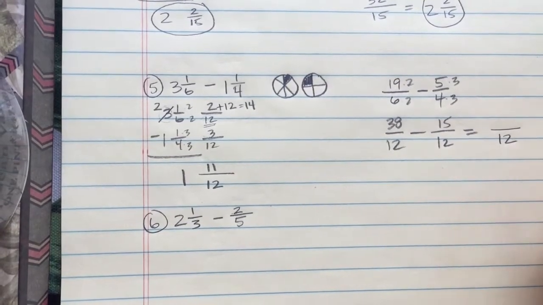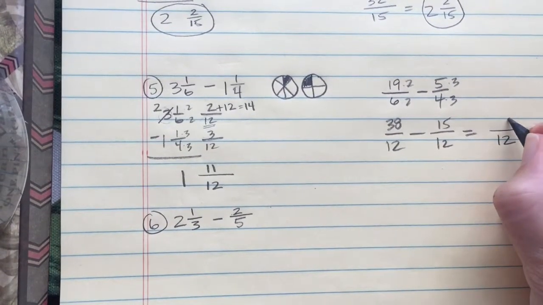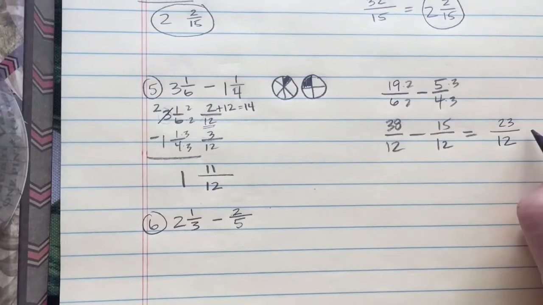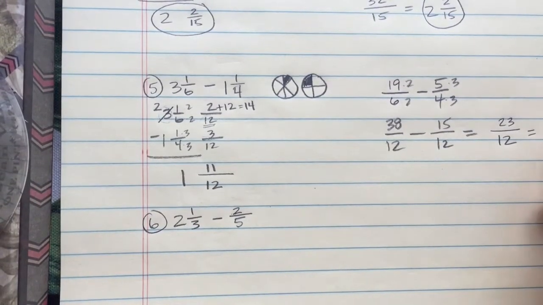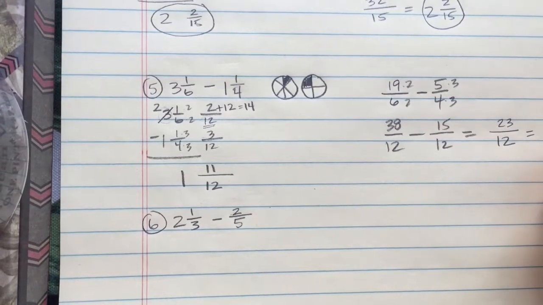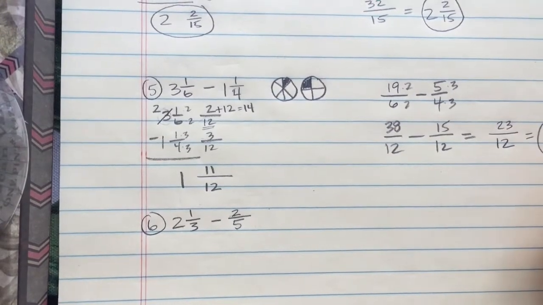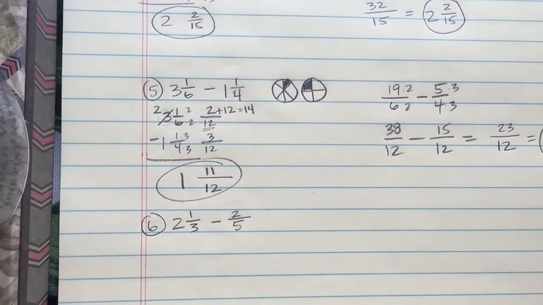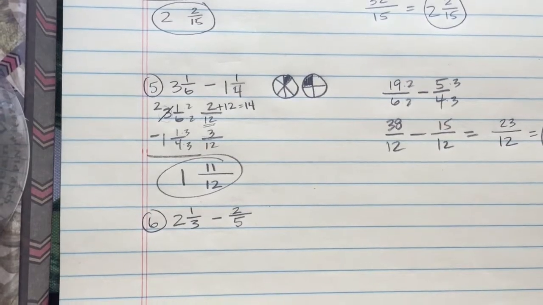So the answer would be 38 minus 15 is 23 over 12. 12 goes into 23 once with 11 left over. Denominator stays the same. Okay, so up to you.